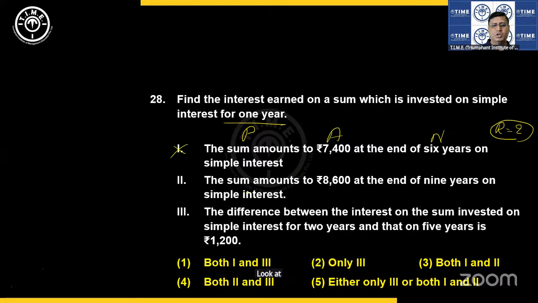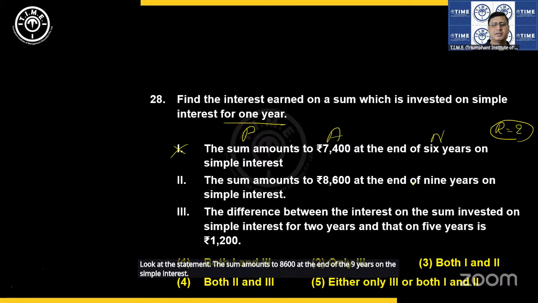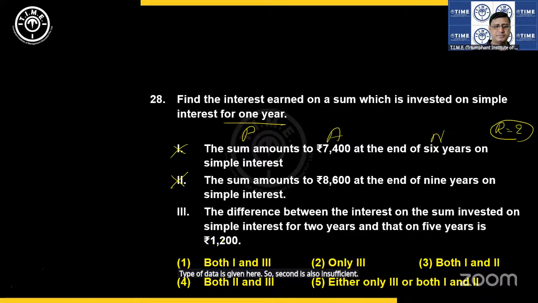Look at statement 2. The sum amounts to 8,600 at the end of 9 years on simple interest. Same type of data is given here. So the second is also insufficient.